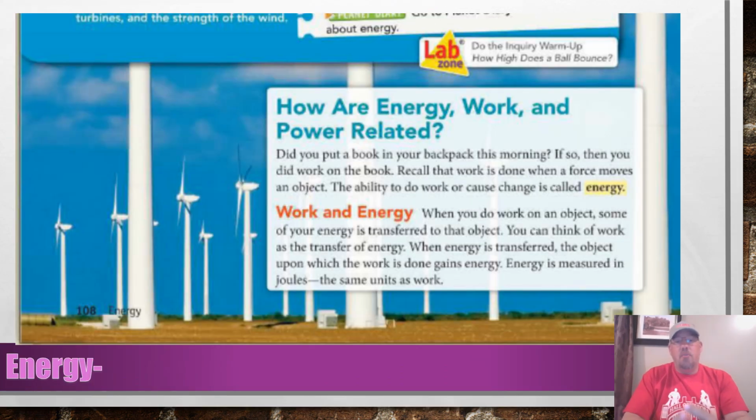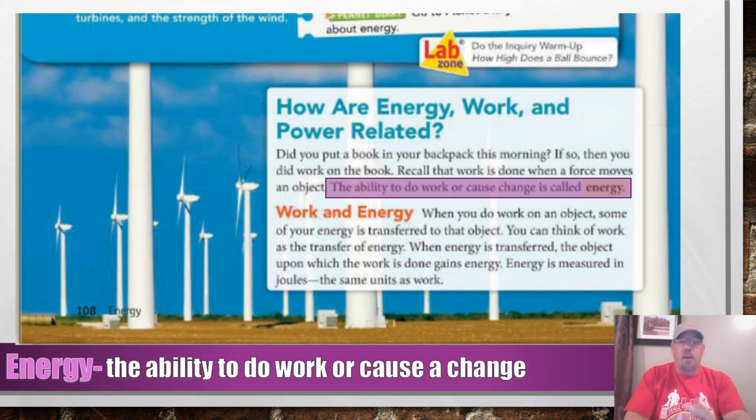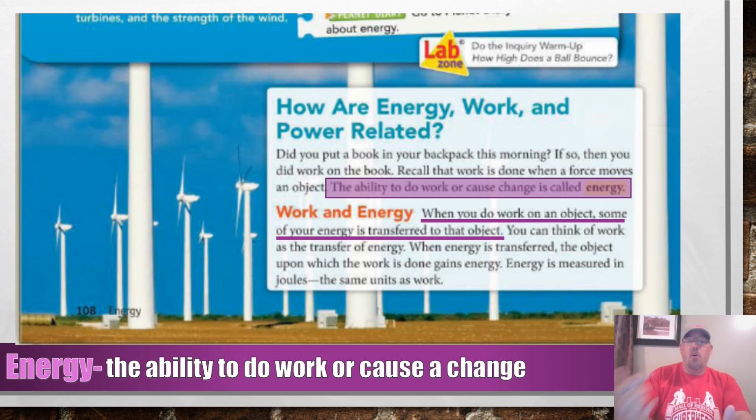So the book begins with introducing us to a couple of terms such as energy and work. And they tell us there in that first paragraph that energy is the ability to do work or to cause change in something. All right, so we have to know the difference between work and energy. And if work is the ability to cause change, then we say when we do work on an object, some of your energy is transferred to that object.